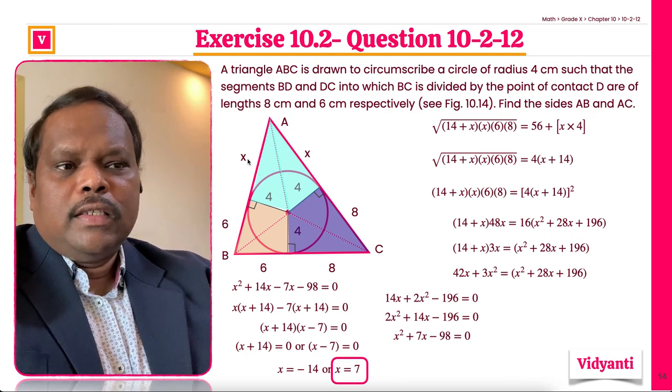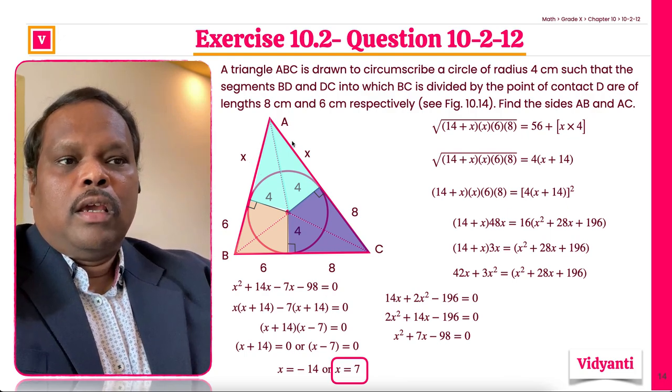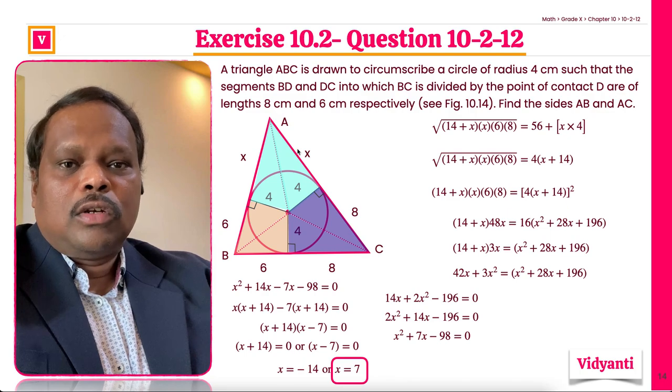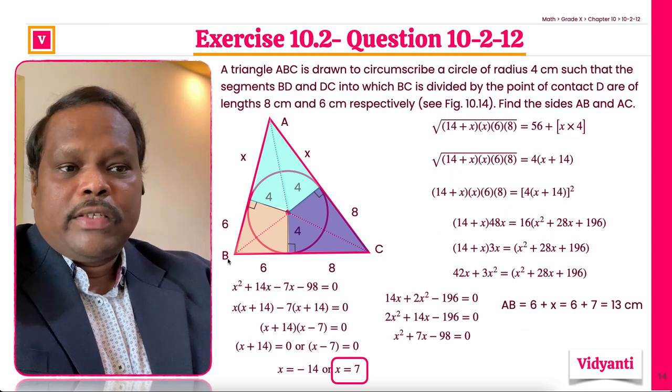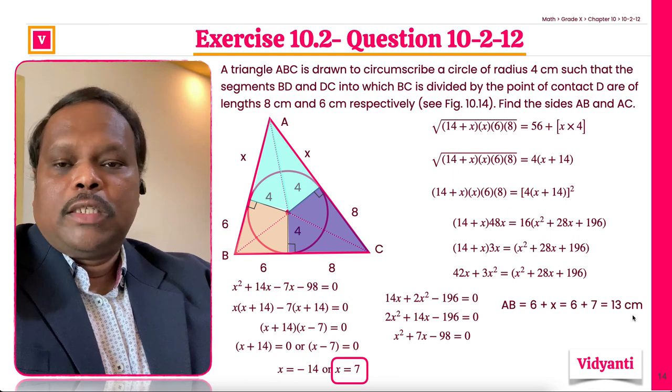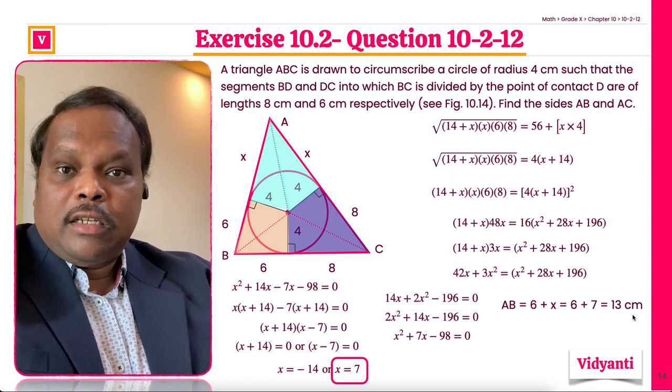Technically, no. x is the portion of AB. x is the portion of AC. So now your original question was, what is AB and what is AC? So your entire AB side is x plus 6. x came out to be 7. So that comes out to be 6 plus 7, 13 centimeter.